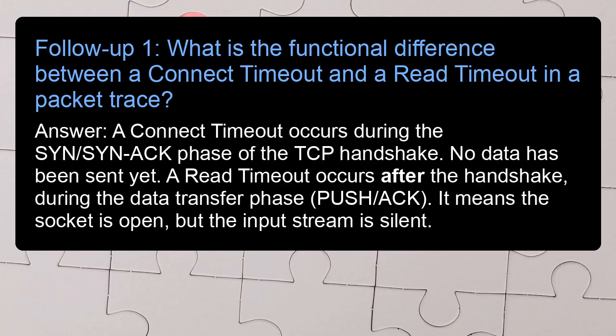Follow-up 1. What is the functional difference between a connect timeout and a read timeout in a packet trace? Answer: a connect timeout occurs during the SYN/SYN-ACK phase of the TCP handshake. No data has been sent yet. A read timeout occurs after the handshake, during the data transfer phase, PSH or ACK. It means the socket is open, but the input stream is silent.